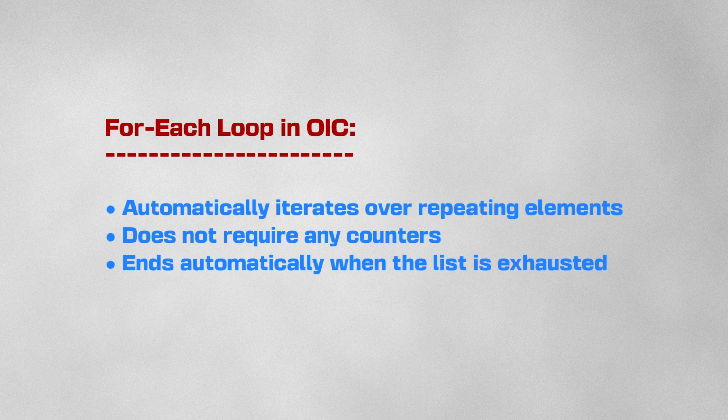A for each loop automatically iterates over repeating elements, does not require any counters, ends automatically when the list is exhausted, and it's best suited when you already have an array or repeating node. In short, for each is data driven.